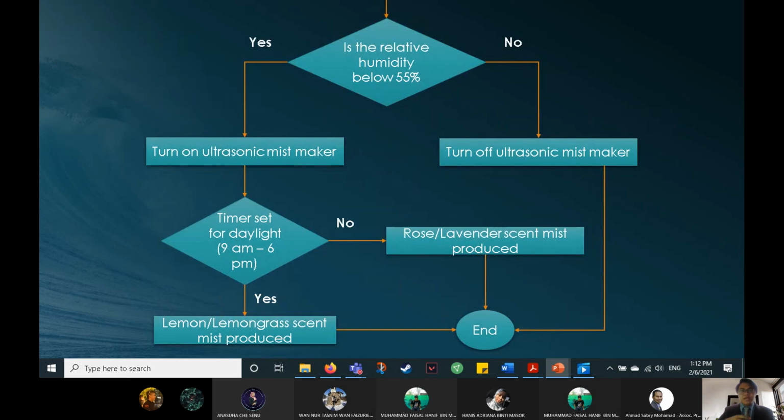And then after the temperature, it will detect the relative humidity. If it is below 55%, it will turn off the ultrasonic mist maker. If it's higher than 55%, it will turn on the humidifier. And then it will also depend on the daylight. So from 9 a.m. to 6 p.m., it will turn on the lemongrass, the lemon scent water mist. And at night, it will turn on the lavender scent mist.